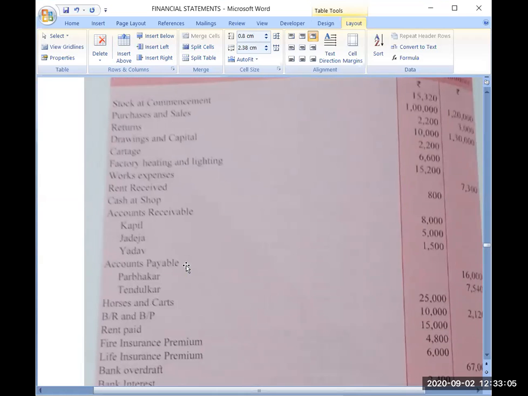Now next is works expenses. Works expenses I need to explain because it is a new term for you. Works expenses also mean factory expenses; it is another name of factory expenses. Fine. So in which account you will be writing it? Trading account, profit and loss account, or balance sheet?